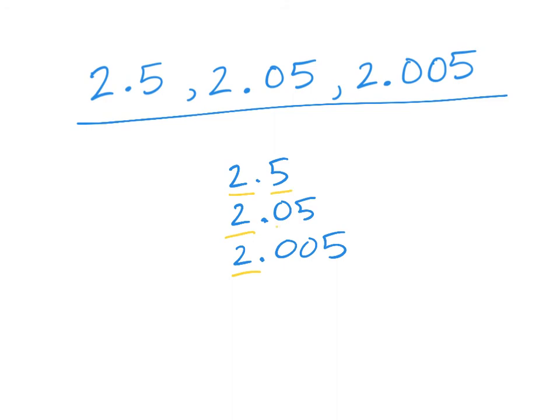Next, I'm going to look at the tenths. And I can see that this number has a 5 in the tenths place, and these have zeros. So automatically I know this is the largest one. Then I'm going to continue comparing. I'm going to look at the hundredths place. And in the hundredths place, I have a 5 in 2 5/100ths. And in this one, I have a 0. So I know that this is the next biggest.